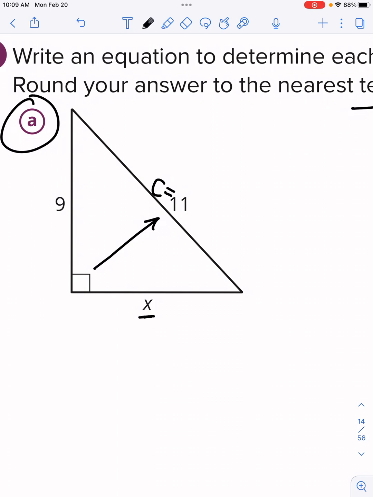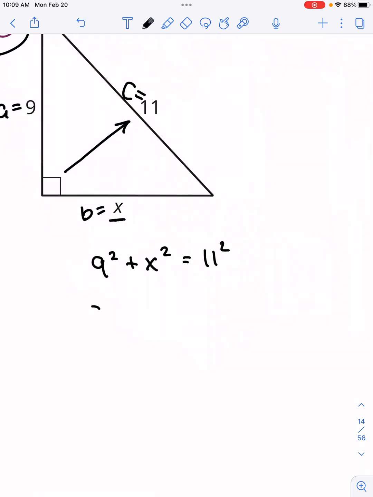Maybe we made a mistake. Let's put that this is A, this is B. We could switch it. We could say that 9 is B and X is A. Doesn't matter, legs are interchangeable. But let's plug in our formula. So we're going to have 9 squared plus X squared equal to 11 squared. We're going to keep 81. Nothing happens with x squared. And 11 times 11 is 121.